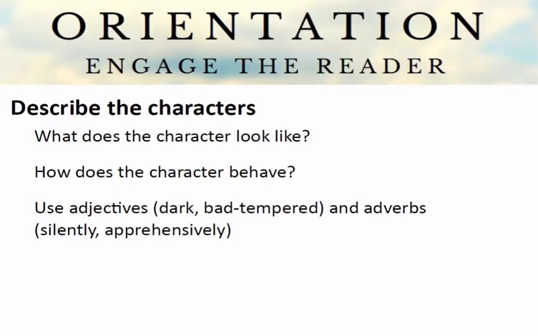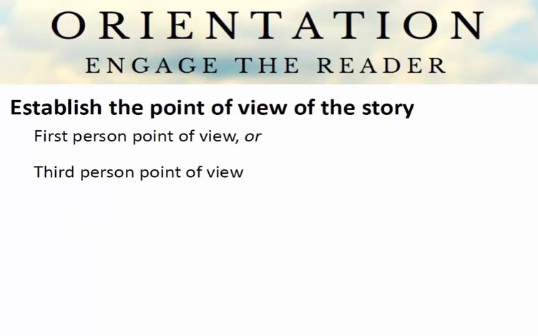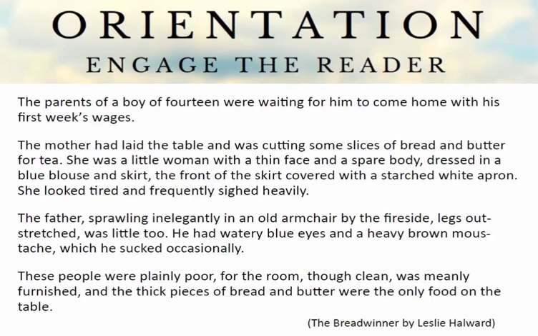So you've got setting, characters, and you also need to establish the point of view of the story. So the point of view is the perspective through which the story is told, and you can write from first person or third person point of view. Let's have a look at an example of an orientation now. This is taken from a short story called The Breadwinner by Leslie Hellwood.